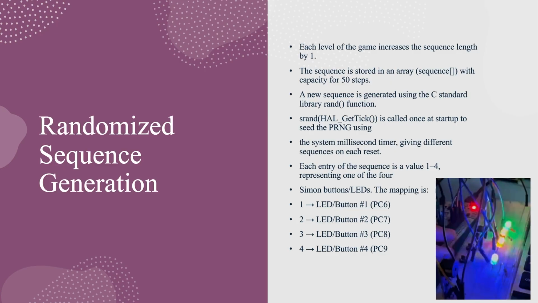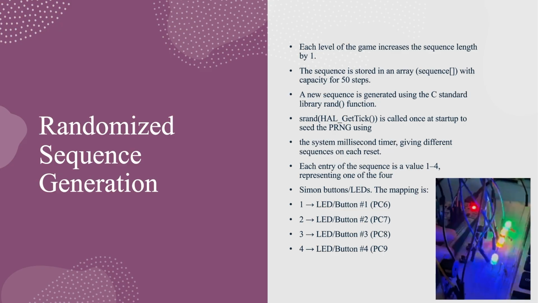Here's the randomized sequence generation in the code. Each level of the game increases the sequence length by one, stored in an array, maximum at 50 steps. So the game gets harder over time.